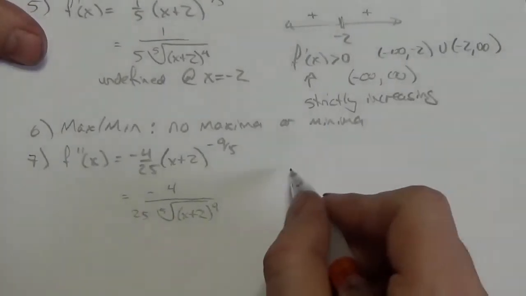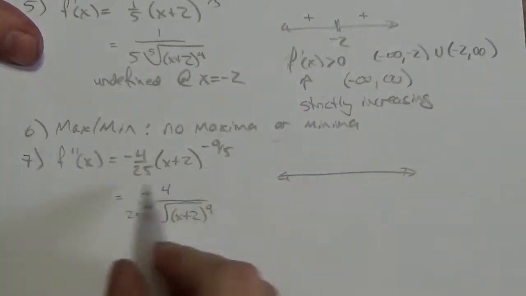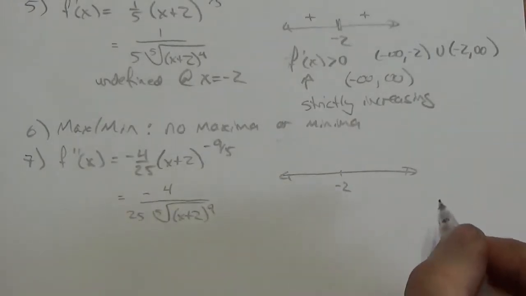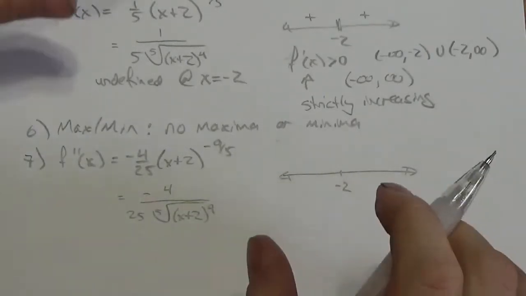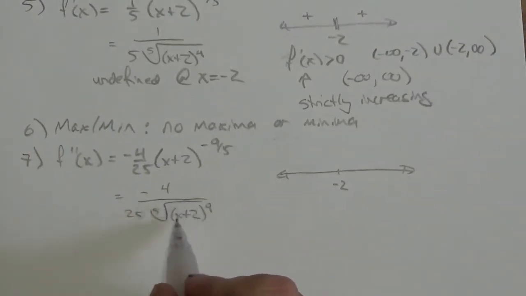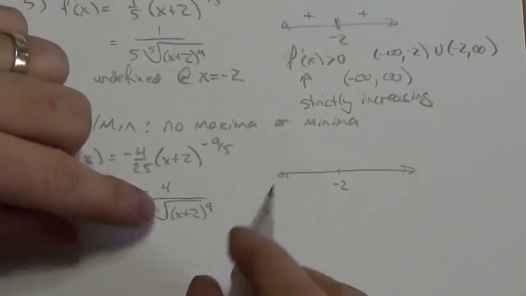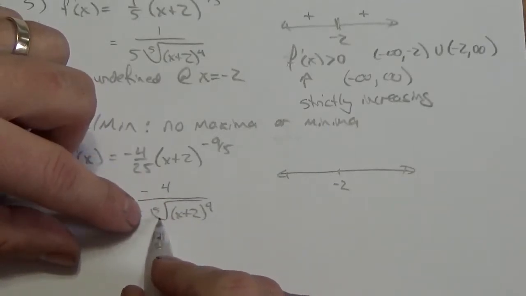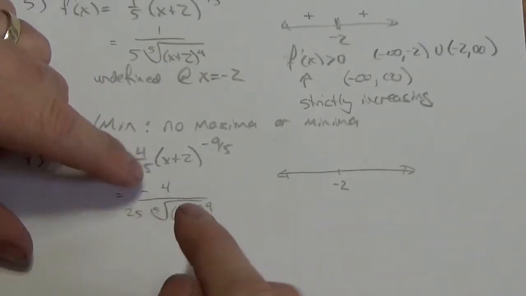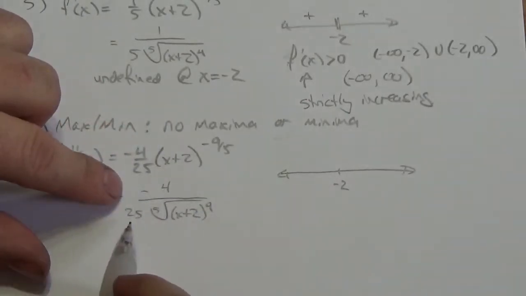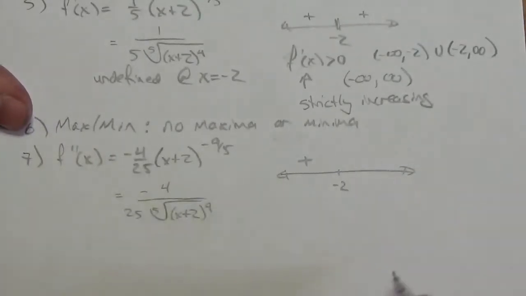Okay, well, let's take a look at our number line here. Once again, this is going to be undefined at negative 2. The original function is defined there, but the second derivative is undefined at negative 2. Now, if you choose a number for x that's less than negative 2, you're going to get a negative value to the 9, which will be negative. The fifth root of a negative will be negative. Multiplied by positive 25 will still get you a negative, but negative 4 divided by that is actually going to be positive. So it's going to be positive in this interval to the left of negative 2.